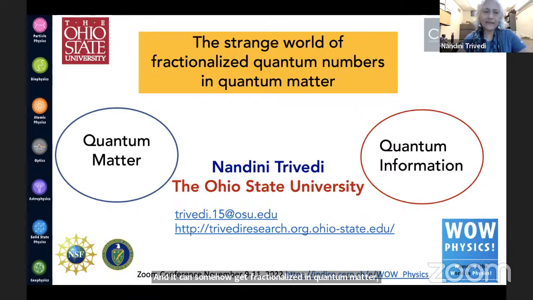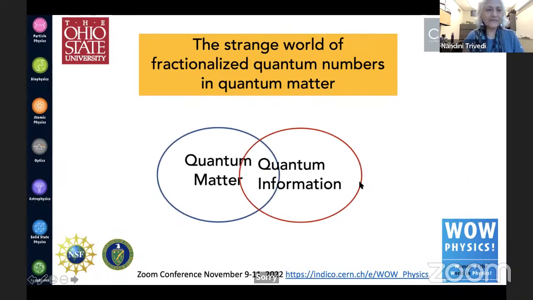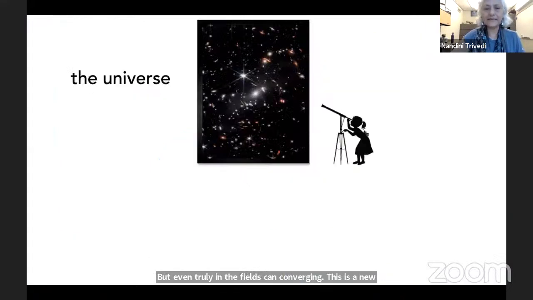Or you can have a spin of an electron, again, a fundamental angular momentum, and it can somehow get fractionalized. And that's the story I want to tell. And given that we have researchers in many different branches of physics, I want to also give you the big footprint of this area. So it's an area that brings quantum matter and quantum information together. And you can certainly bring them together very easily in PowerPoint, but even truly in the fields converging, this is a new growth area in physics.